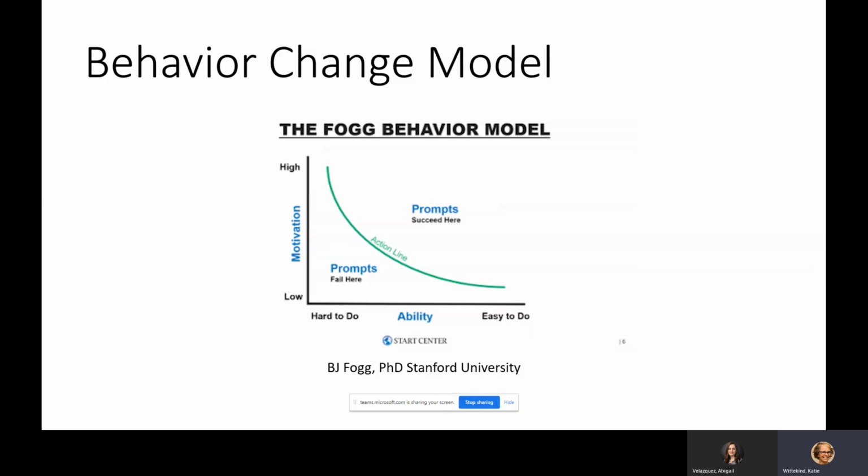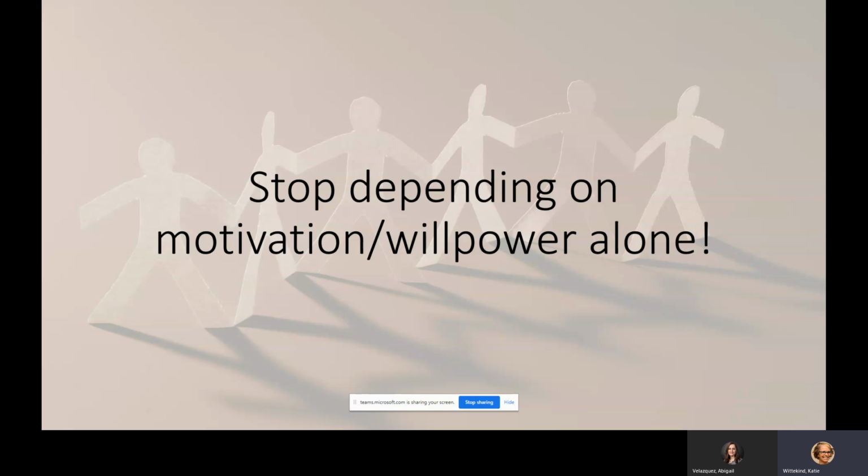And if you get nothing else from today's webinar, I hope that you get this next slide, which is stop depending on motivation or willpower alone. I say motivation, willpower, because a lot of people talk about not having the willpower, and really what they're talking about is not having the motivation to do a behavior. Remember, this is only one lever to behavior change, and it's not the only one you can pull. In fact, the other 2, ability and prompts, are easier levers to pull on than motivation.